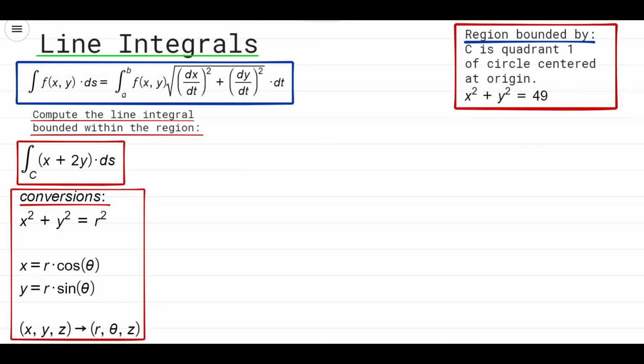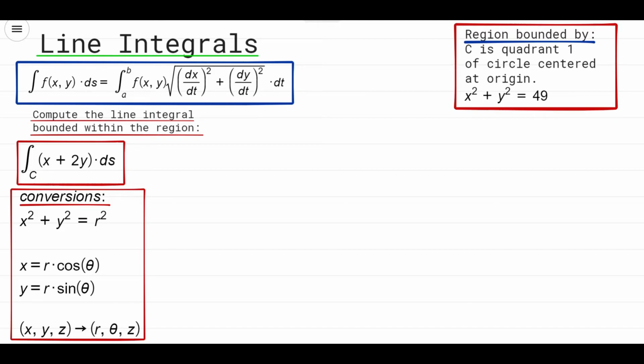So now in this example, we're asked to compute the line integral bounded within the region. The line integral is x plus 2y times ds. And the region is bounded by quadrant 1 of a circle centered at the origin, with x squared plus y squared equal to 49.